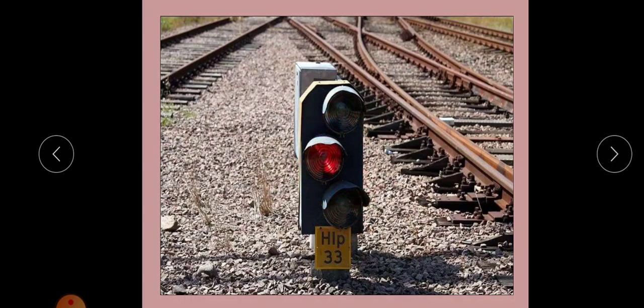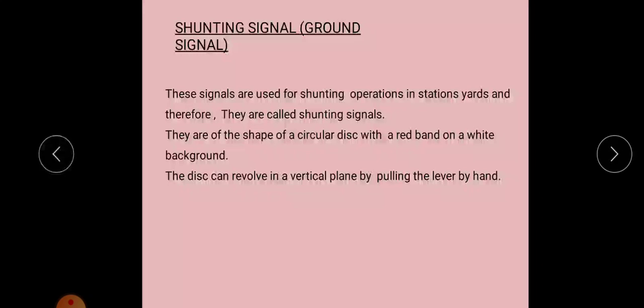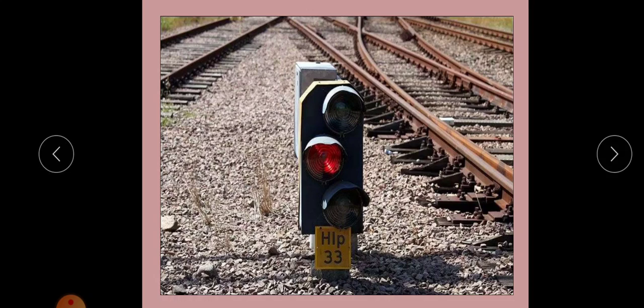This is a type of shunting signal. The disc can revolve in a vertical plane by pulling the lever by hand. This shows the shunting operation. If it is a red light, the train has to stop because shunting operation is going on. That is indicated by this shunting signal.